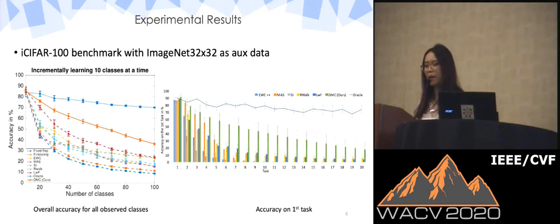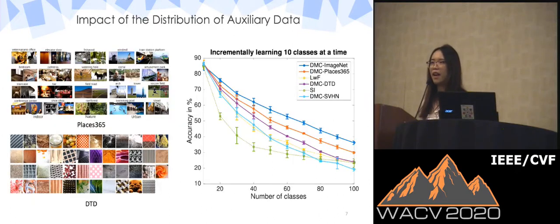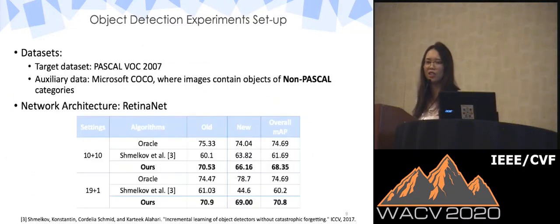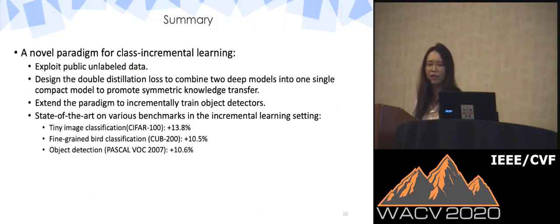So we conducted many experiments on different benchmarks. DMC surpassed the previous methods by a large margin in terms of the overall accuracy and the forgetting effect on the learning task. We studied how the observed data affect our final performance, and we surprisingly found out the scene images and the texture images are useful enough for the classification task. We also went beyond classification and worked on object detection and proposed a specific training strategy. And it got state of the art for the object detection task on the Pascal dataset.